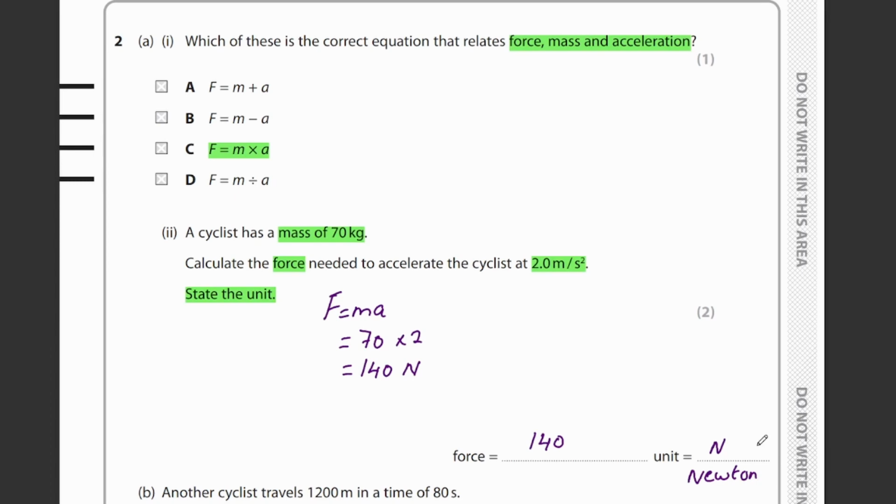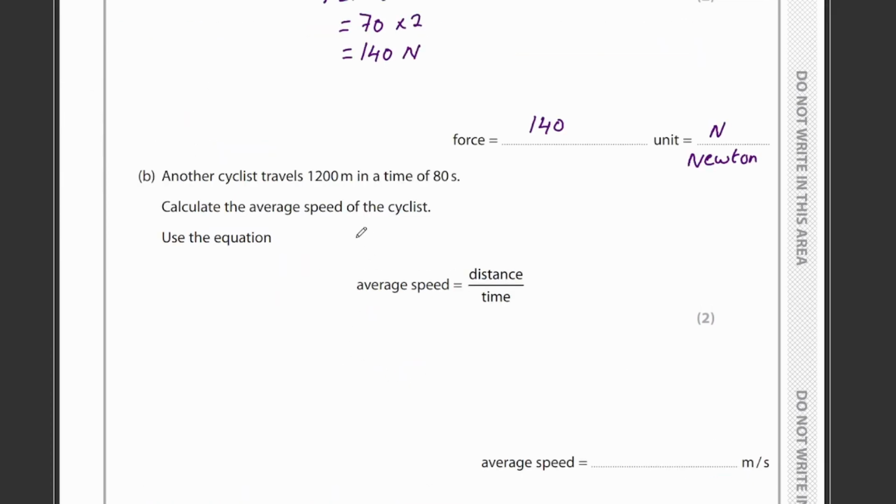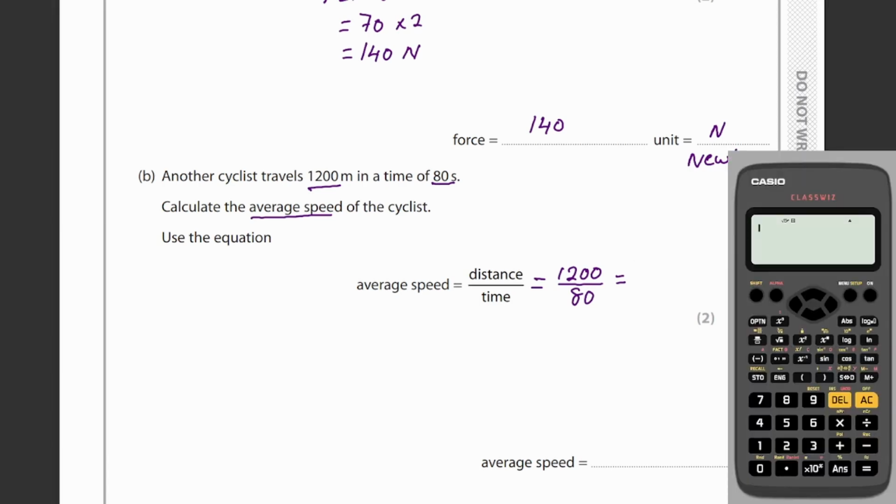Question 2, part B. Another cyclist travels 1,200 meters in 80 seconds. Calculate the average speed of the cyclist. So the average speed equals the distance divided by the time. The distance they have given you is 1,200 divided by 80. This gives you a value of, let me bring in the calculator and show you how to do the calculation. So here's a calculator. 1,200 divided by 80 gives you an answer of 15. So that was 15. Let's move on to the next question.